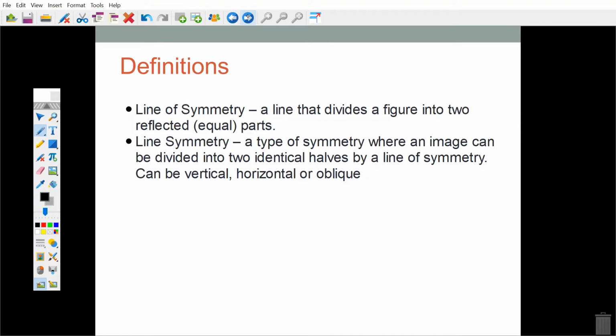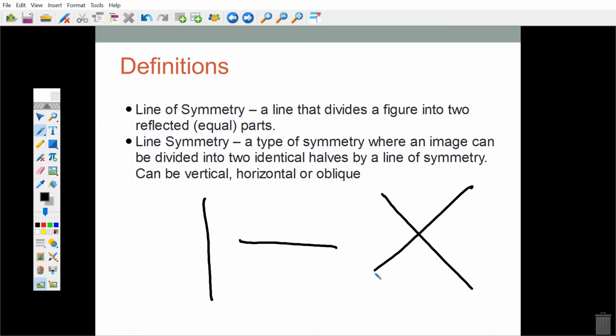1.1 deals with line symmetry. Now, line symmetry is a type of symmetry where an image can be divided into two identical halves by a line of symmetry. These lines can be vertical, horizontal, or they can be oblique, which you might think of as diagonal.